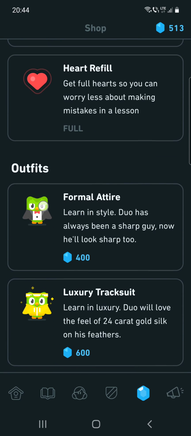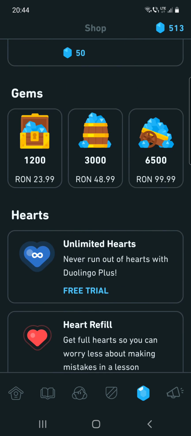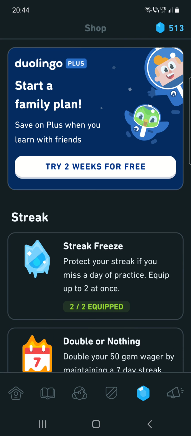And after that there are these outfits, the formal attire, luxury tracksuit and super duo, and you can see the prices like 400 gems, 600 gems and 1000 gems. So this is the Duolingo shop.